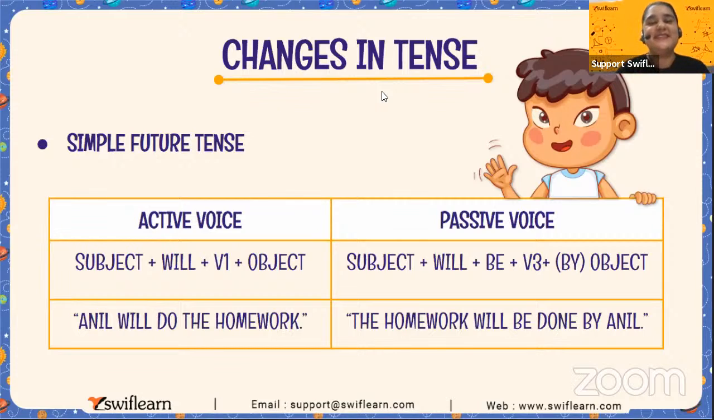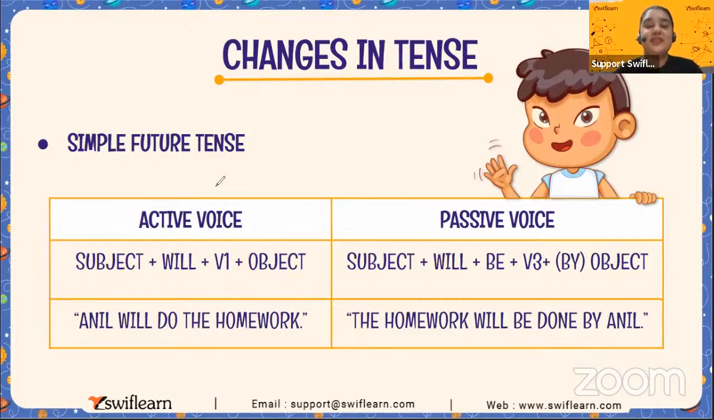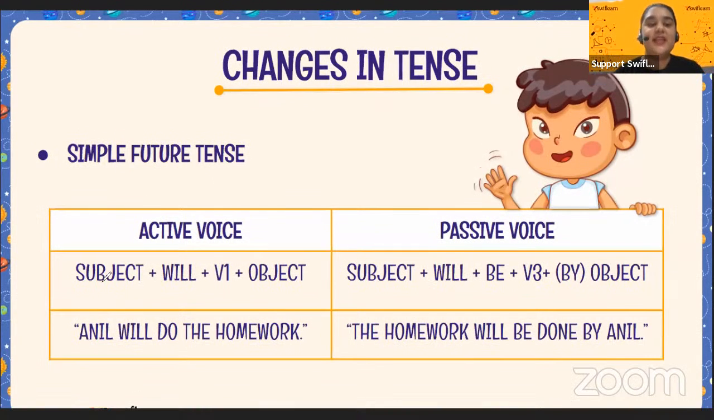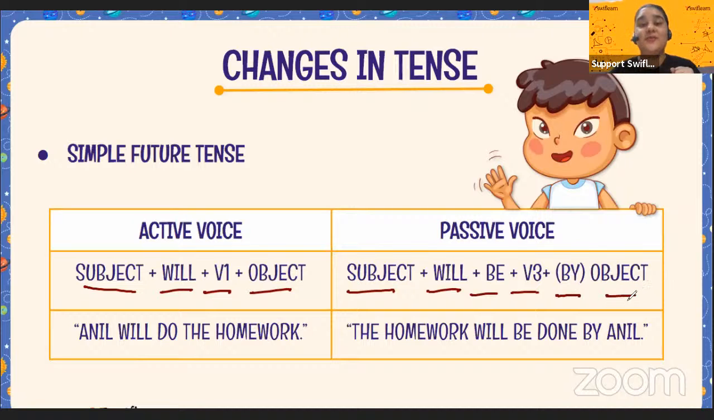Yes, let's understand the rule here. So when we are having simple future tense in active voice, it will be subject plus will plus verb first form and object. Okay, and when we are changing it into passive voice, it will be subject plus will be plus verb third form and then by and object.